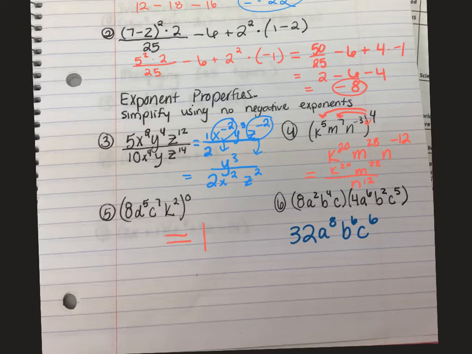Number 4, we multiply this exponent in since it's outside the parentheses. So we get k to the 20th, m to the 28th, n to the negative 12. And again, that n to the negative 12 has to move to the denominator and become positive. For number 5, anything to the 0 power is equal to 1. Number 6, we're multiplying, so 8 times 4 gives us 32, and then we add our exponents. So we get a to the 8th, b to the 6th, and c to the 6th, right? Because this has an exponent of 1.